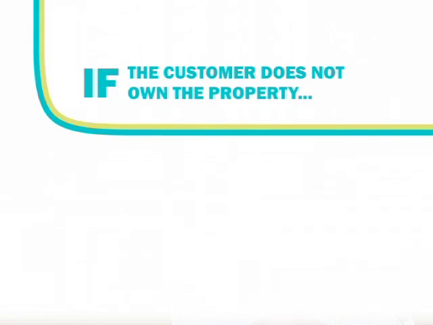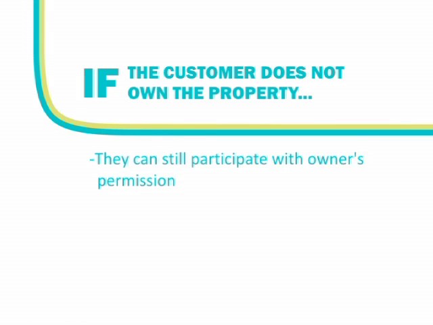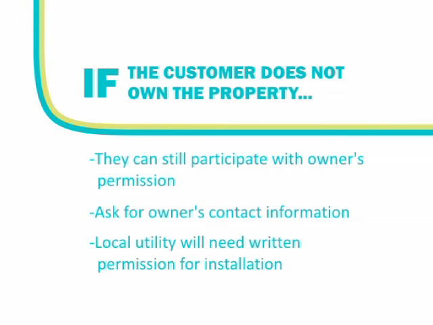If the customer does not own their property, inform them that they can still participate with the owner's permission. Ask the customer if they have contact information for the owner. The local utility provider will attempt to contact the owner to request permission for the location to participate in the program. Before the appointment can be scheduled, the local utility provider will need written permission from the property owner to perform the installation of the smart thermostat or switch.